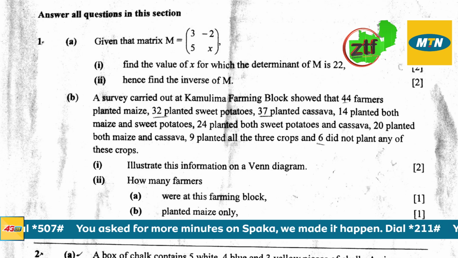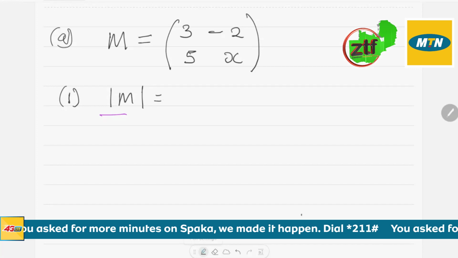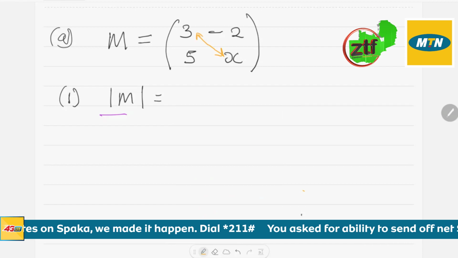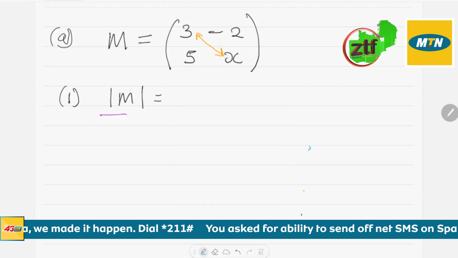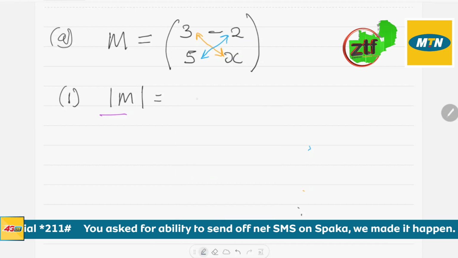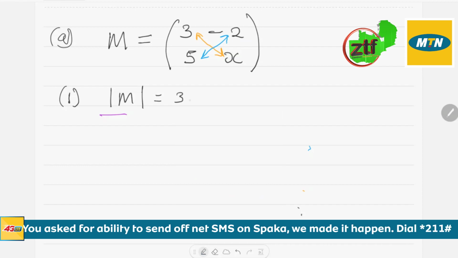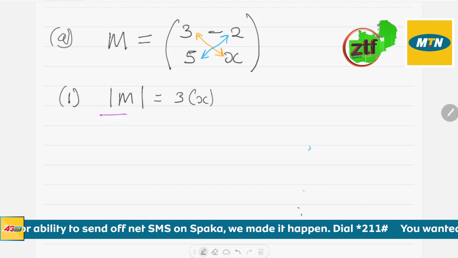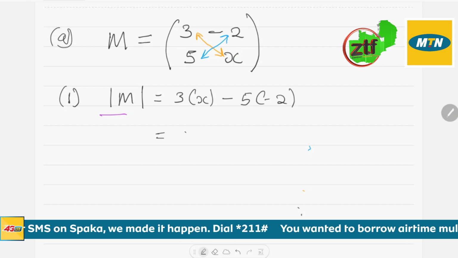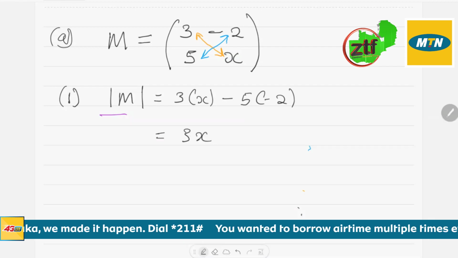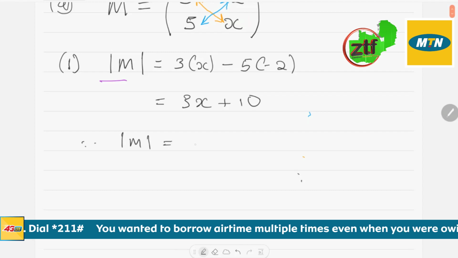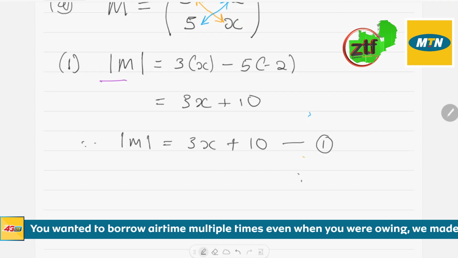Determinant of matrix M is equal to the product of the major diagonal, subtracted by the product of the minor diagonal, which is that one. So the product of the major diagonal is 3 multiplied by x, then minus 5 multiplied by minus 2. So 3 multiplied by x, we get 3x, then minus 5 multiplied by minus 2, we get positive 10. Therefore, the determinant of the matrix M is equal to 3x plus 10. We call this equation number 1.